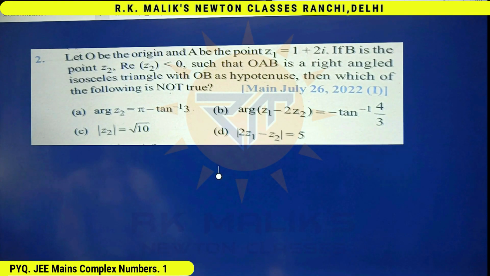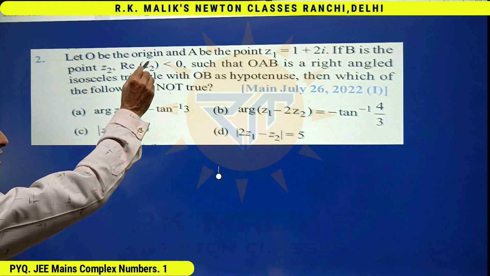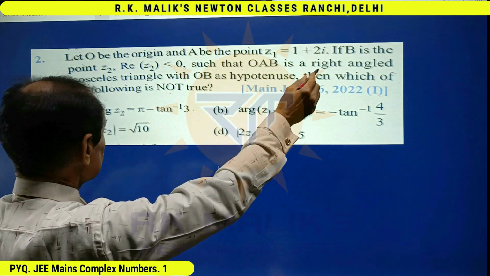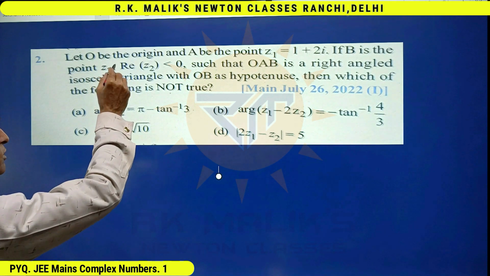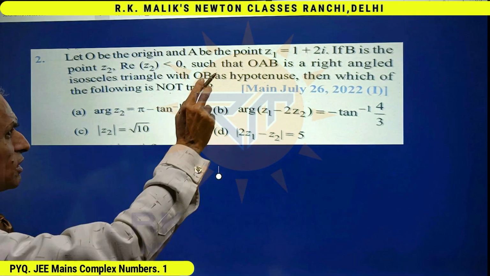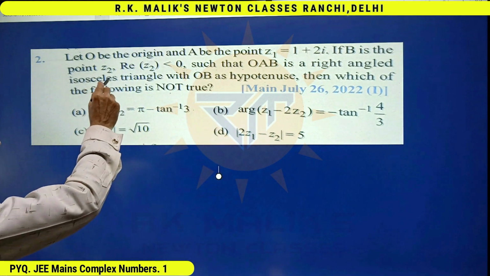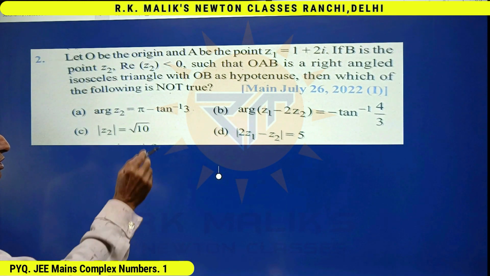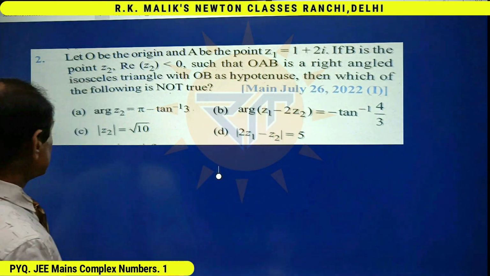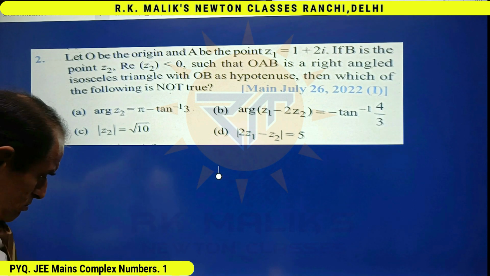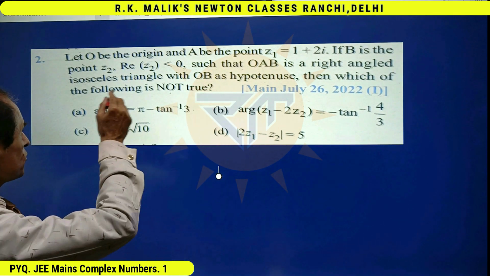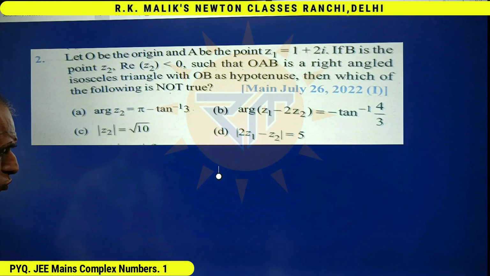In this question, it is given that let O be the origin and A be the point Z1 equal to 1 plus 2i. If B is the point Z2 and real part of Z2 is less than 0, such that OAB is a right angled isosceles triangle with OB as its hypotenuse, then which of the following is not true?